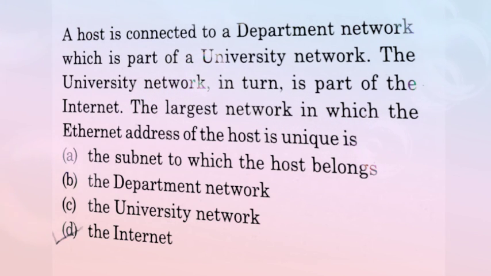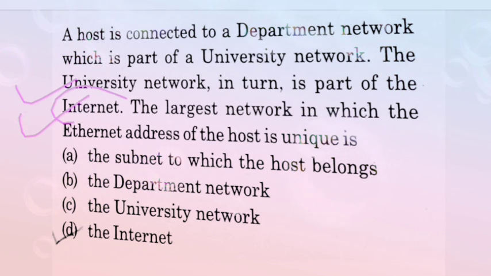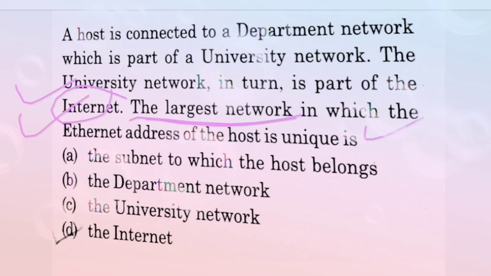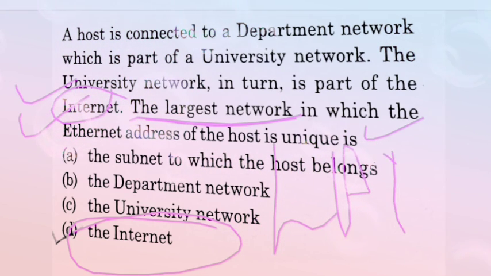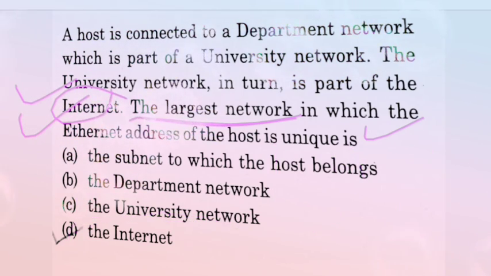A host is connected to a department network which is part of a university. Okay, the university network in turn is part of the internet. The largest network in which the Ethernet address of the host is unique. There are four options, option A, B, C, but here we talk about the largest network. So we know that the internet is the largest network, and the smallest network is LAN, local area network. So option D is your correct answer. Now come to the next question.